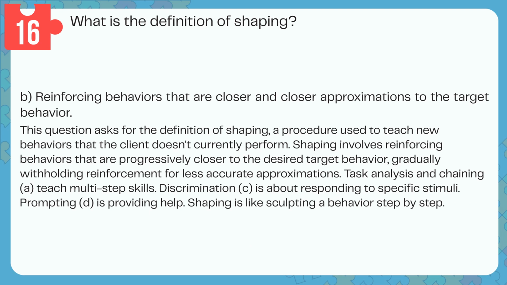Answer: B. Reinforcing behaviors that are closer and closer approximations to the target behavior. This question asks for the definition of shaping, a procedure used to teach new behaviors that the client doesn't currently perform. Shaping involves reinforcing behaviors that are progressively closer to the desired target behavior, gradually withholding reinforcement for less accurate approximations. Task analysis and chaining, A, teach multi-step skills. Discrimination, C, is responding to specific stimuli. Prompting, D, is providing help. Shaping is like sculpting a behavior step by step.